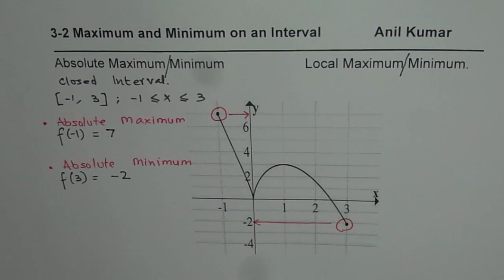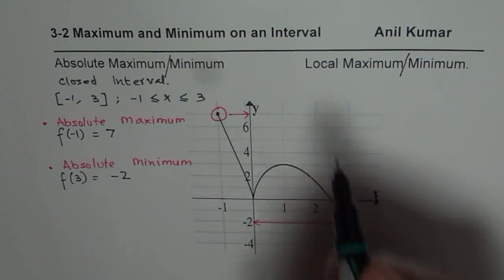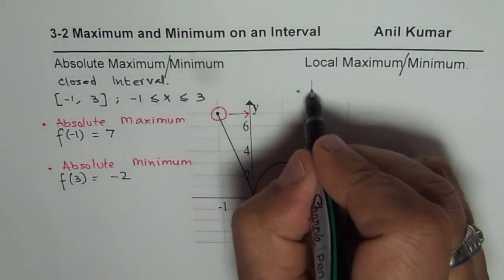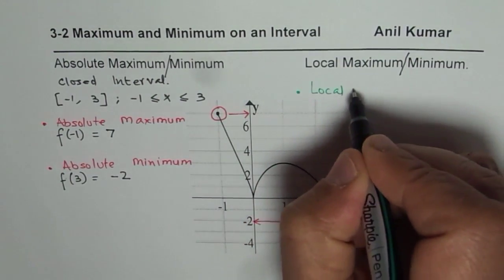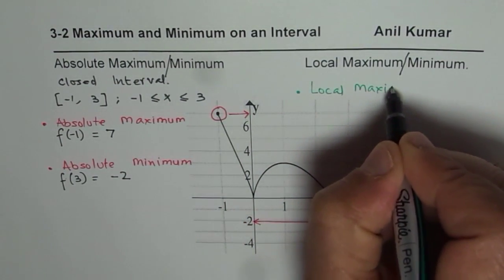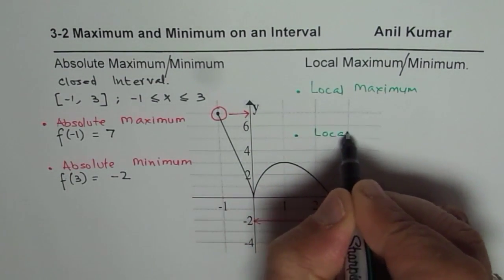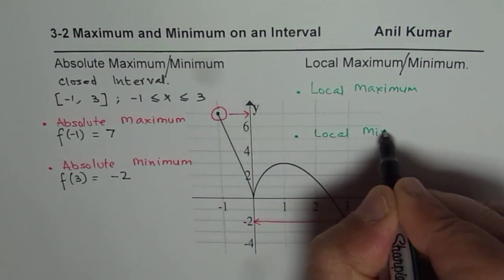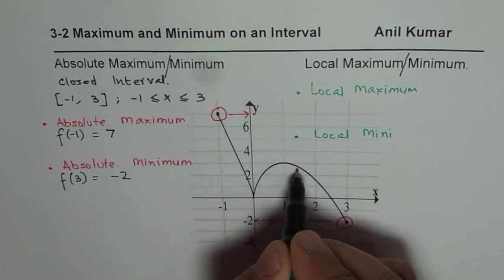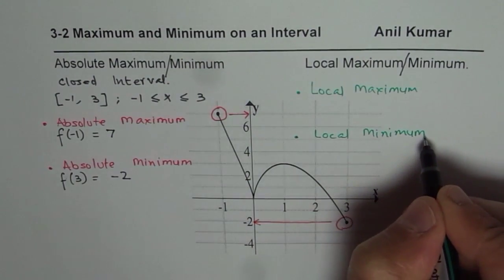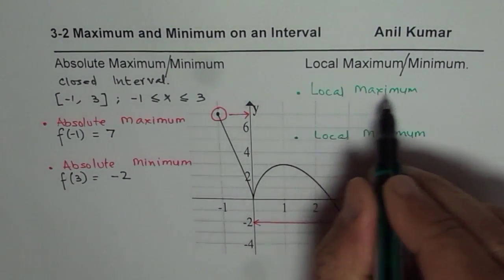Now let us look into the other two terms, which are local maximum and local minimum, right? So these two terms which we talk about are local maximum and local minimum, right? The difference here is that local means close, in a close vicinity, right? So that is the main difference. So we look into local.